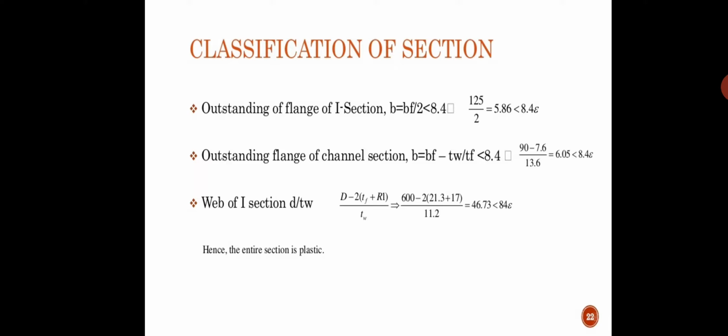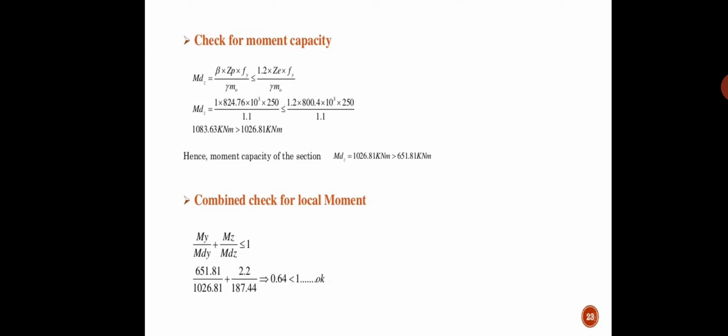So web of I, hence all the criteria are satisfied, hence our entire section is plastic because we maintain equal axis area and introduce the plastic section modulus. Then it must be converted into plastic. If it does not satisfy the 3 criteria, then check your calculation, there should be some mistake, because after introducing the plastic section modulus, your section must be converted into plastic. Next, check for moment capacity.